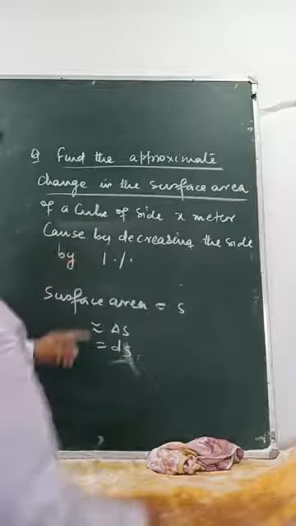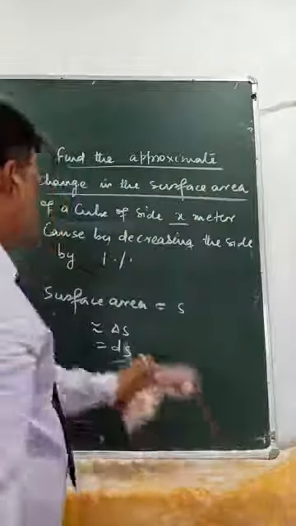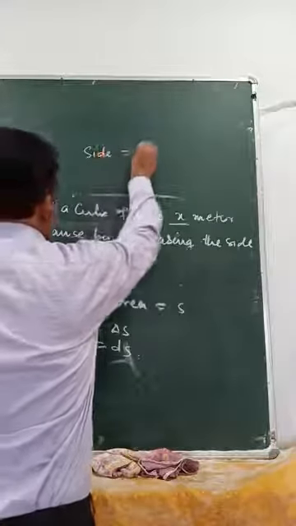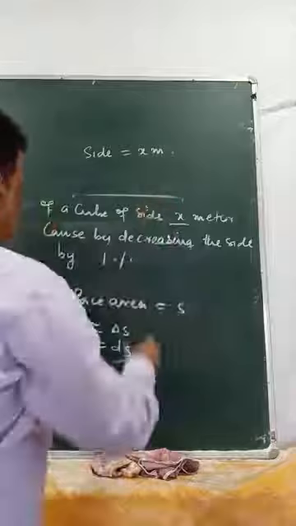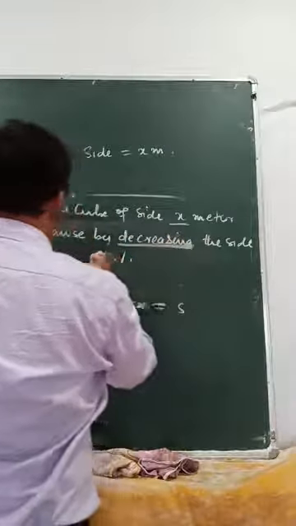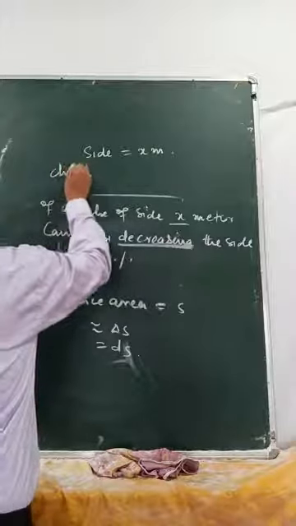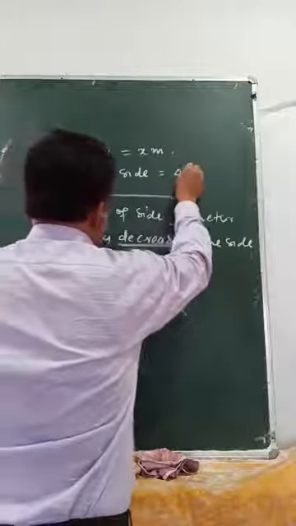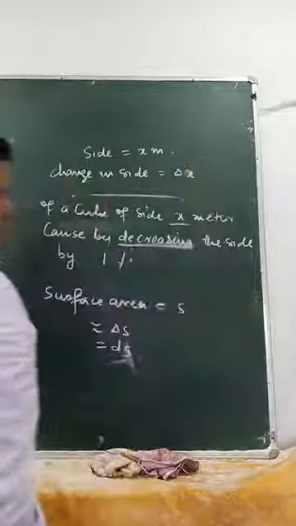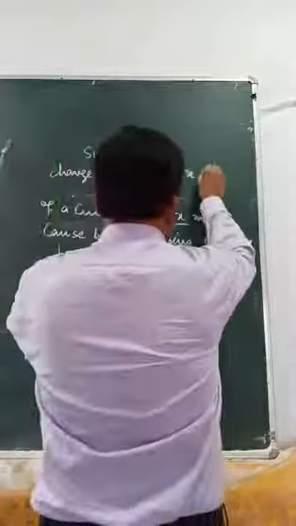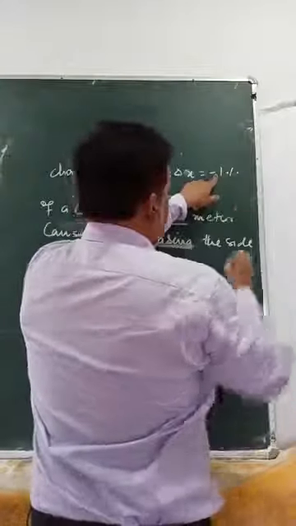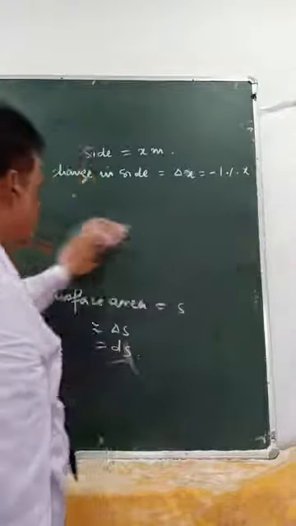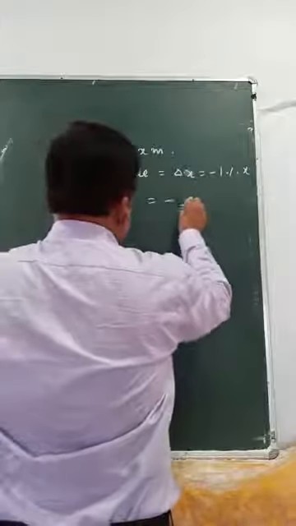Achha, what is given? Side is given as x meter, caused by decreasing. Decreasing means change in side, that is your delta x. Decreasing means minus 1%. 1% of what? 1% of side. So your delta x is minus 1 by 100 x.